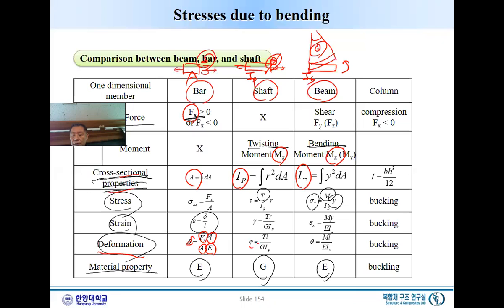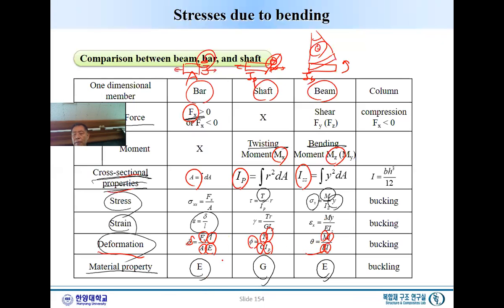you have delta, which is force, length, cross-section, material properties. And the shaft is very similar to this: torque is a force, with length, material property, and cross-sectional property, which in this case is IP. And bending, we have a moment, length, material property.